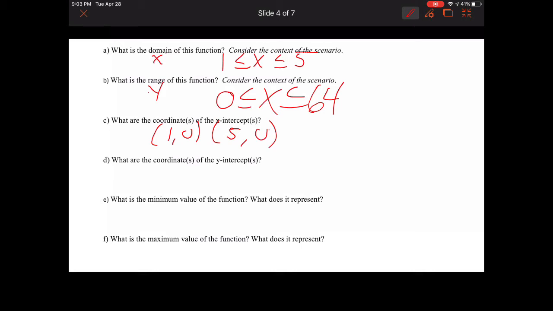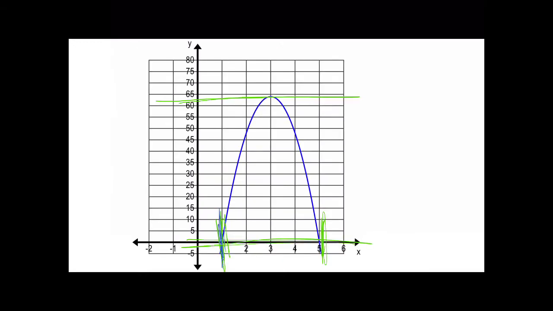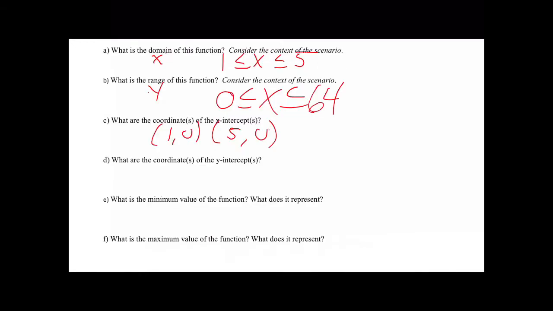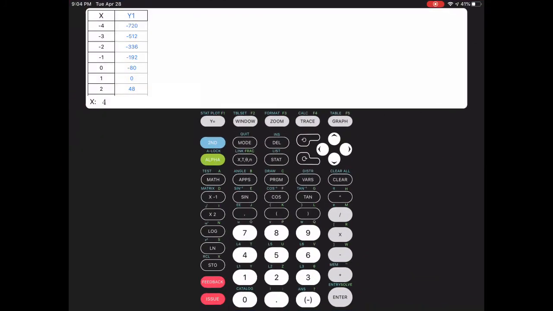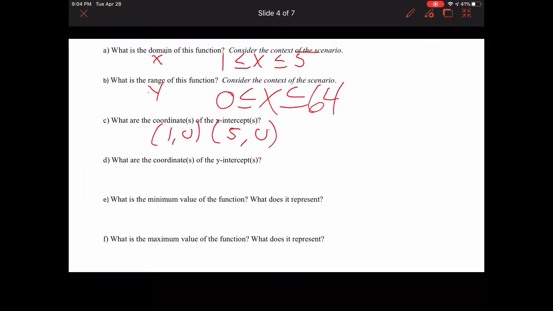And then the y-intercept, if you go look real quick, because we can't see it on the graph. You see it's not there? So we have to look at our calculator to see what the y-intercept is. And there it is right there. I just highlighted it. It's 0, -80. We didn't need to write that down because it wasn't in our scenario. It doesn't matter, but it is the actual y-intercept. So 0, -80.